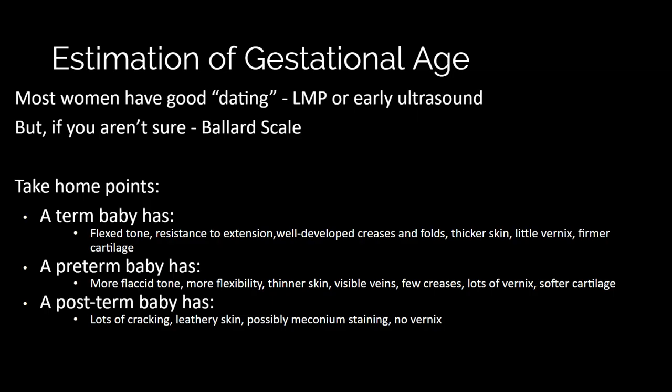The labia majora get bigger with gestational age. So a preterm baby will look like the labia minora are bigger. But a term baby, which is what we're interested in right now, the labia majora will cover the labia minora. Little boys will have more creases in their scrotum. Those are called rugae.